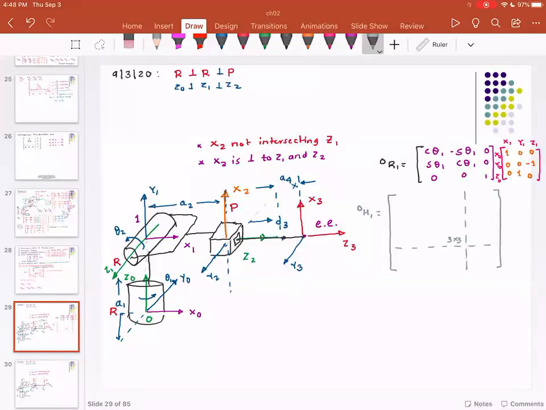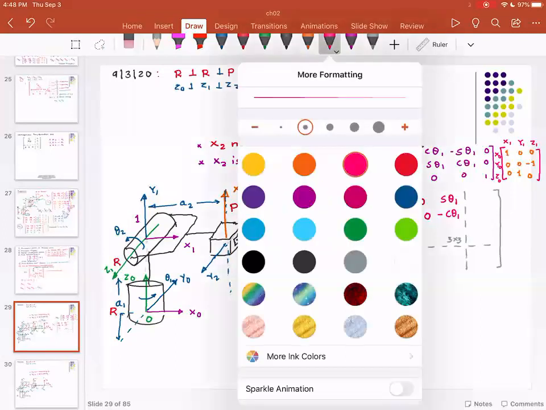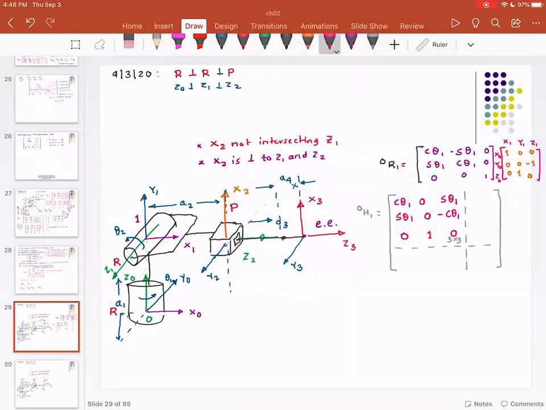So first row, first column, that gives me cosine theta 1. First row, second column, that gives me 0. First row, third column, that gives me sine theta 1. Second row, first column, that gives me sine theta 1. Second row, second column, that gives me 0. Second row, third column, that gives me minus cosine theta 1. Third row, first column, I get 0. Third row, second column, I get 1. And third row, third column, I get 0.